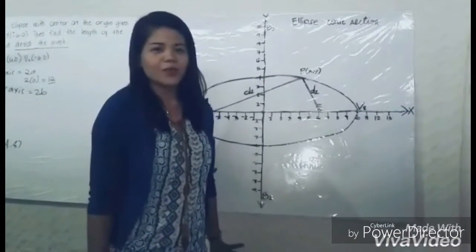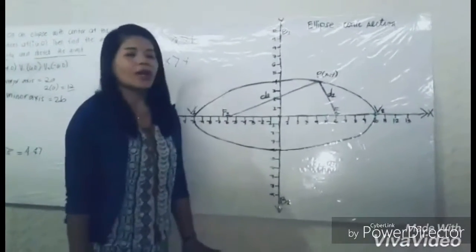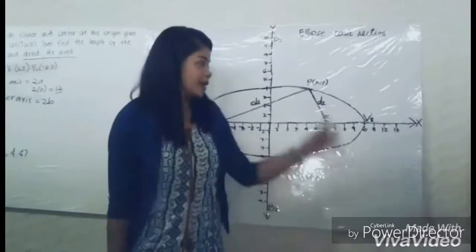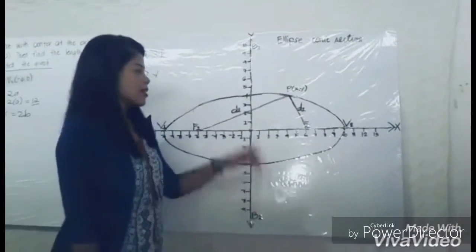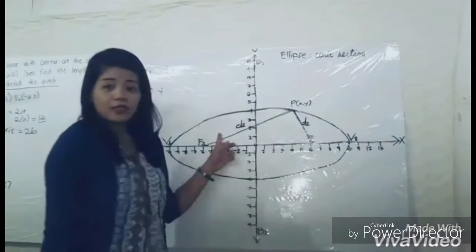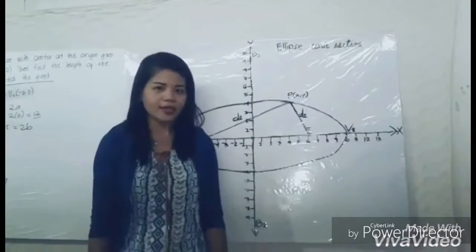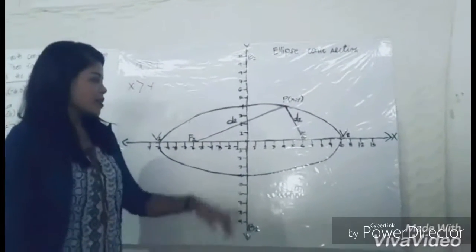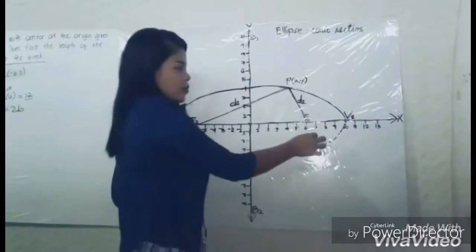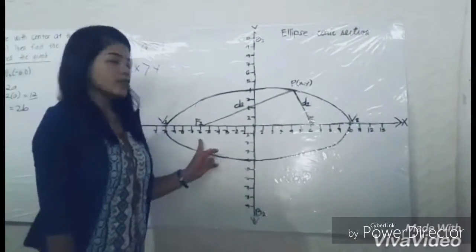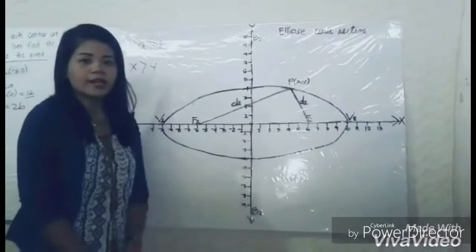One of the four basic types of conic section is the ellipse. An ellipse is a set of all points P in a plane such that the sum of the distances of P from two fixed points in the plane is constant. Each of the fixed points, F1 and F2, is called a focus, and together they are called foci.